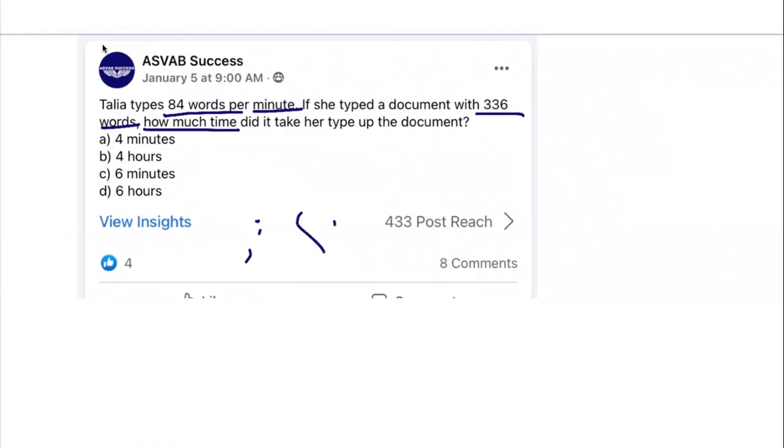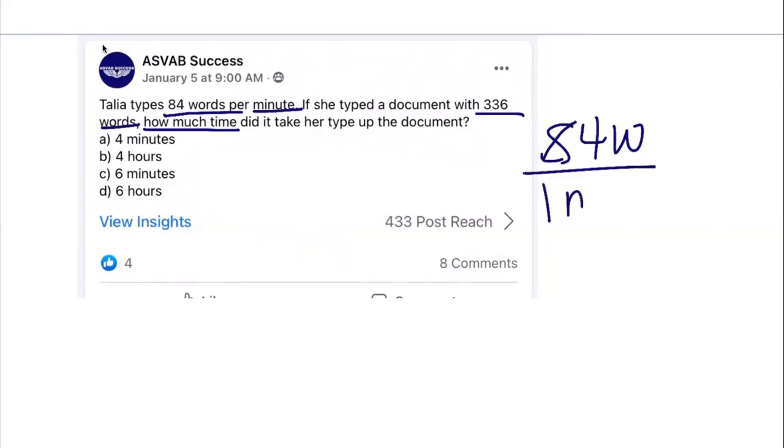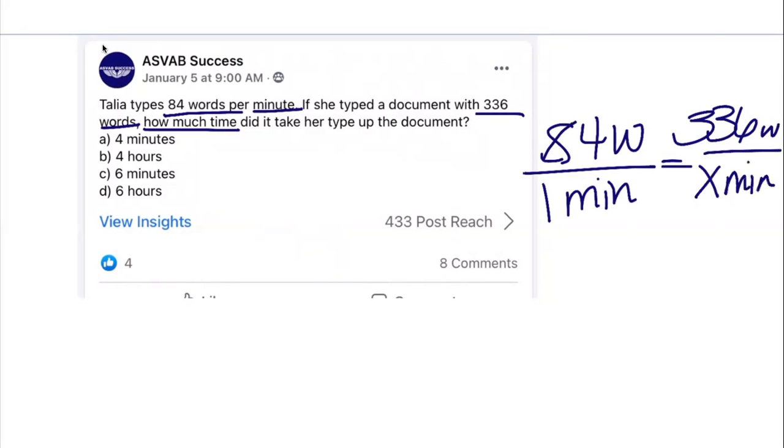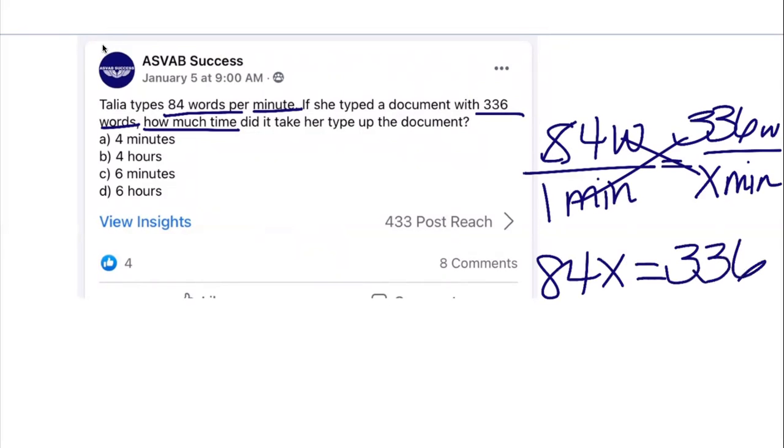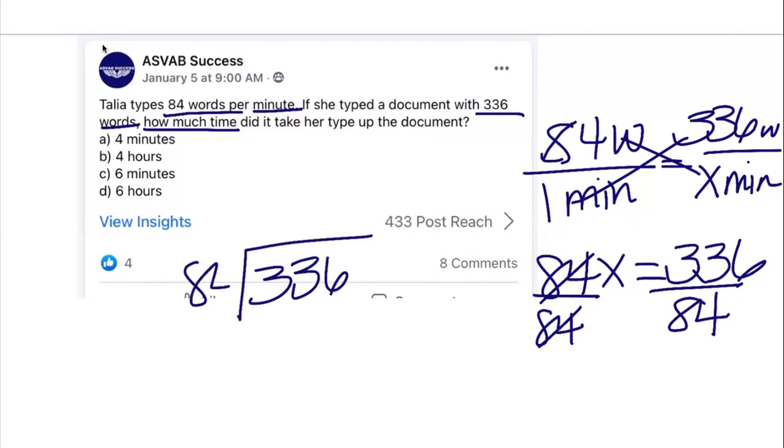So we can do 84 words for every 1 minute. And we're looking for a time of 336 words. So we're going to put X minutes down here. We're going to cross multiply. 84 times X is 84X. 1 times 336 is 336. We're going to divide this by 84. That cancels out. And we get 336 divided by 84.